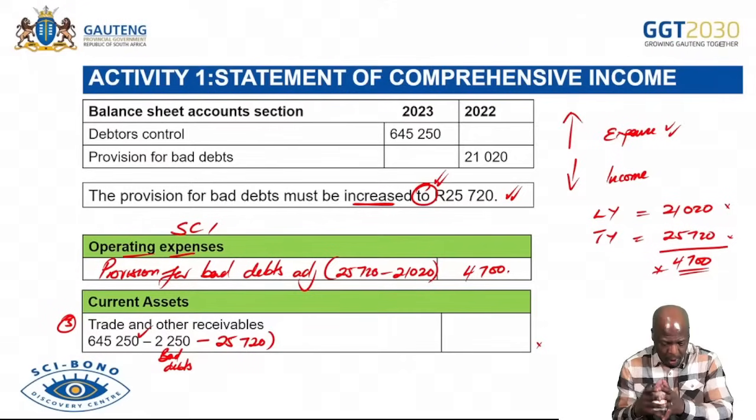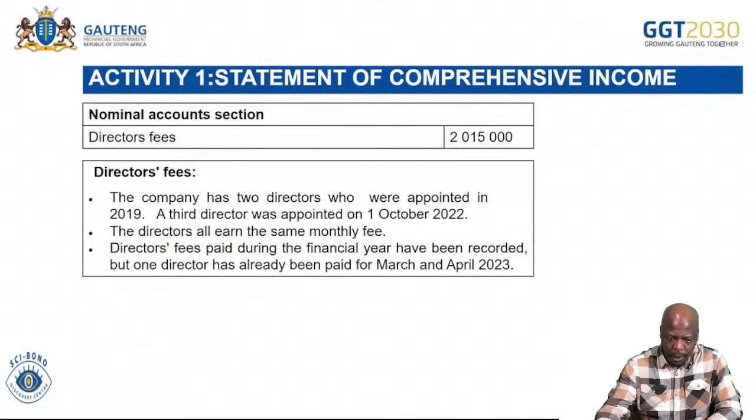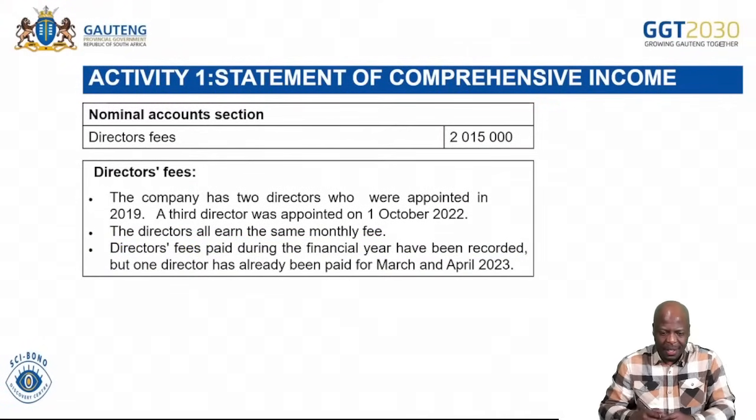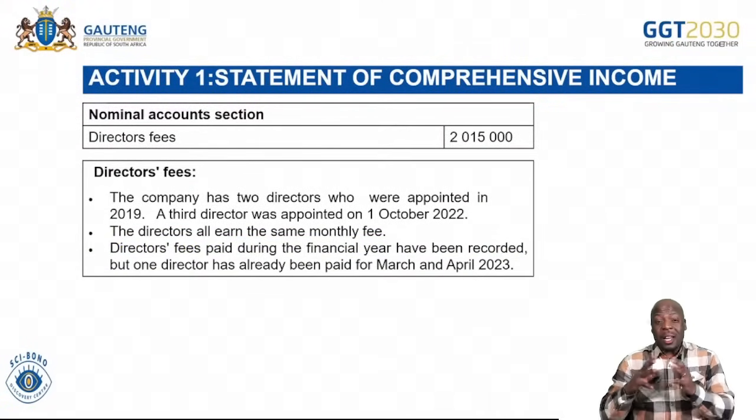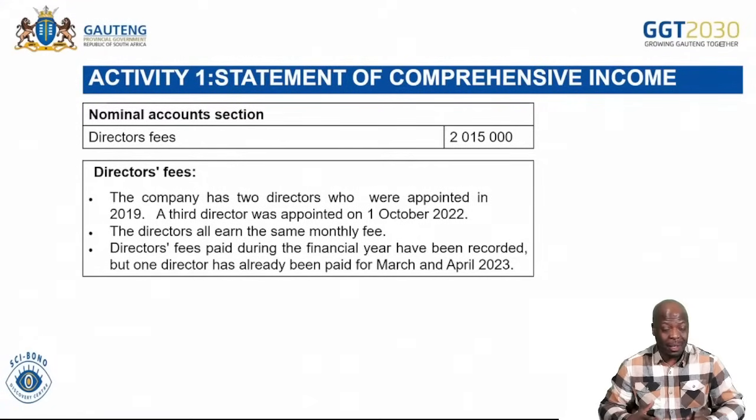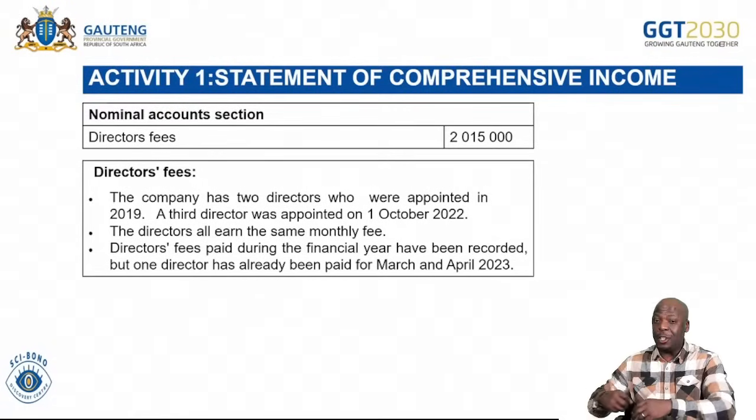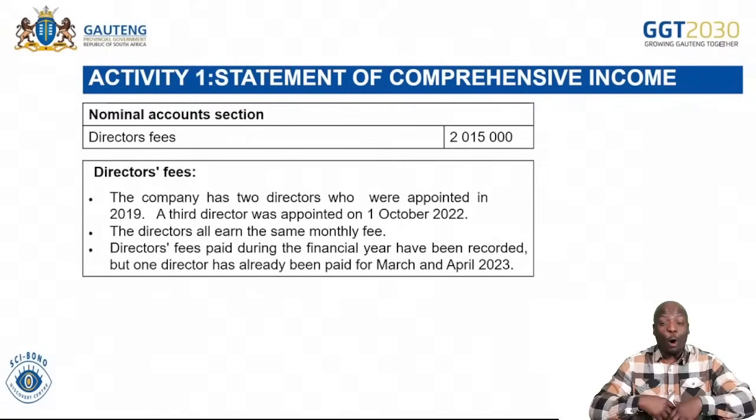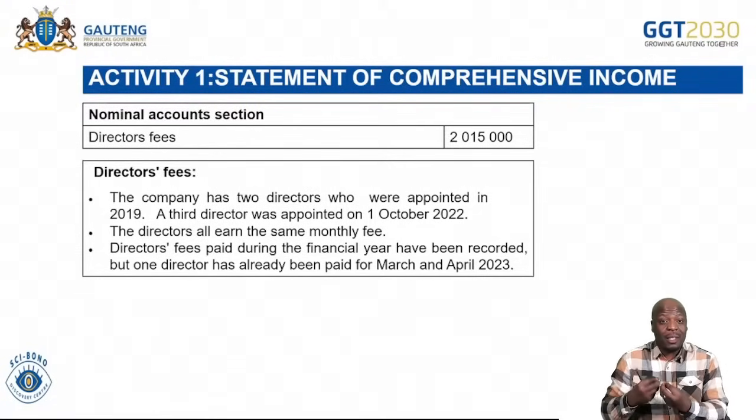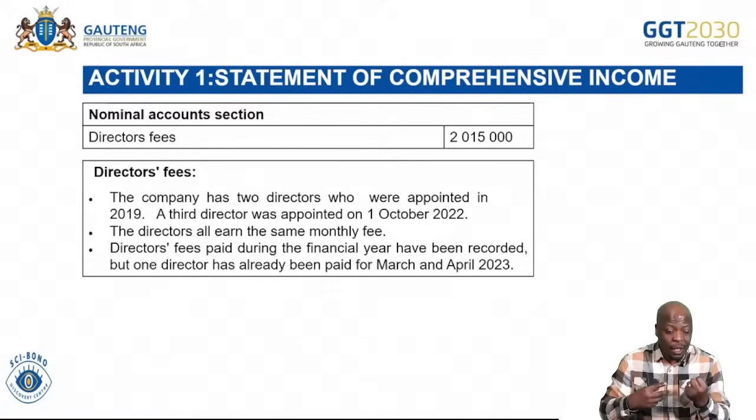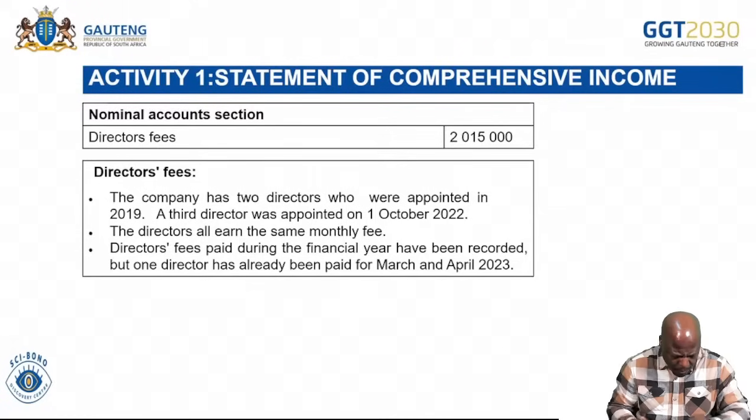Can I go? Okay, let's go then. It says director's fees. Okay, so with director's fees adjustment, you have to know there's several ways in which the examiner can ask this. They can bring an increase in percentage, a decrease in percentage. All of these are options that the examiner can exploit in calculating director's fees. But this one was a different way. Let's see how this one was tested.